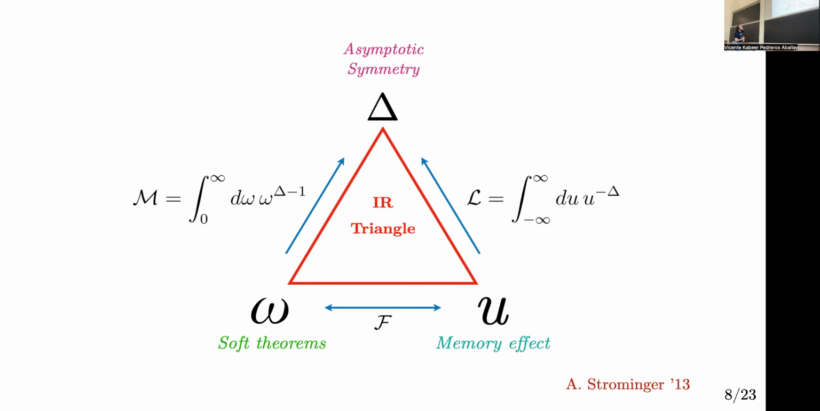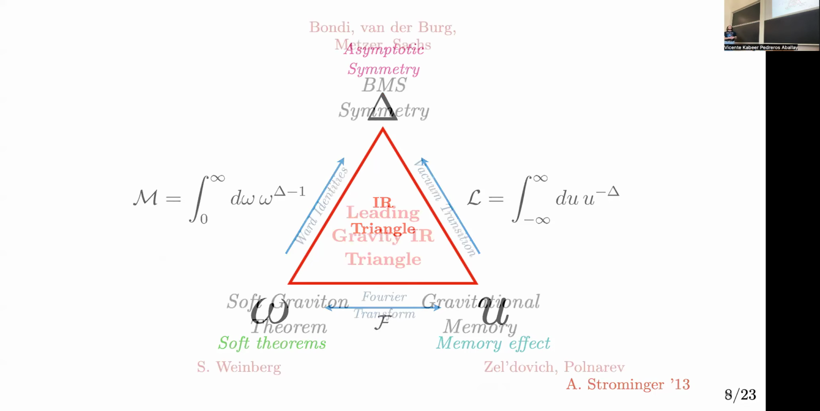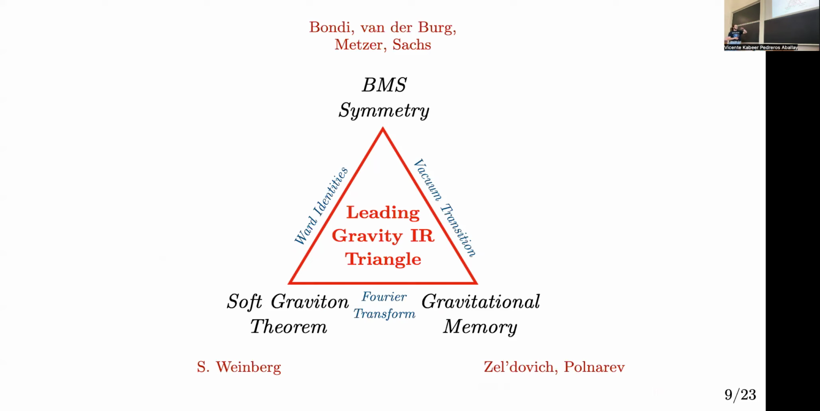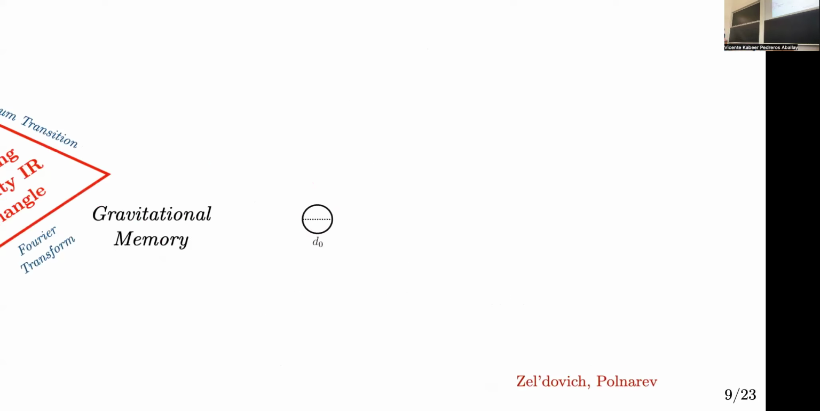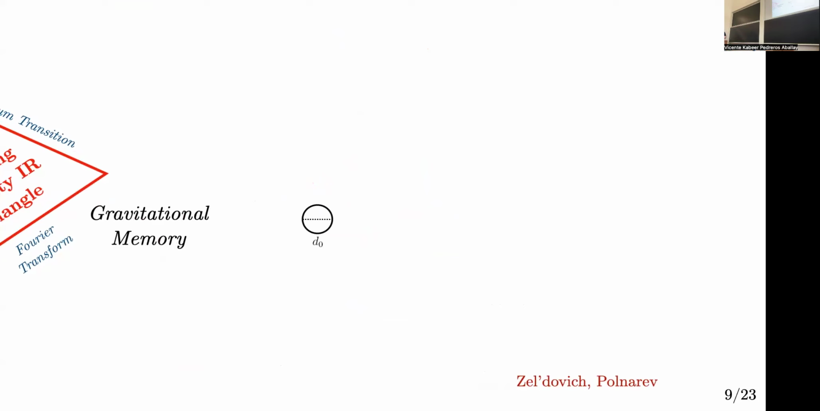Okay. So here's the example in the case of gravity. So we have the leading gravity IR triangle. Let's start on the bottom right corner. So we have the gravitational memory effect. This is an effect studied by Zeldovich and Polnarev in the 70s, I think. It refers to a memory-like displacement of two detectors due to the passing of a gravitational wave.